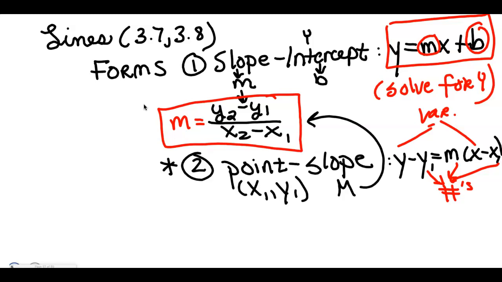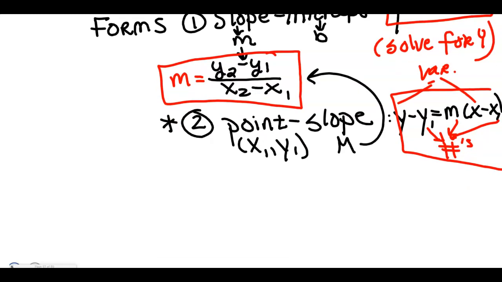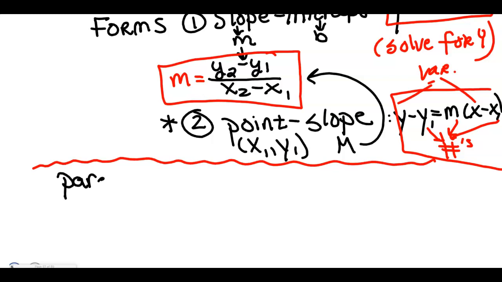And then I would either box this in or highlight it if you have a highlighter. I'm not going to use my highlighter right now. The only other thing I want to put on there about the lines is parallel and perpendicular. So I'm going to draw myself a little squiggly line right here. And we're going to write parallel lines.